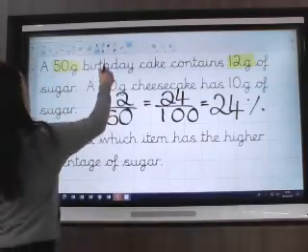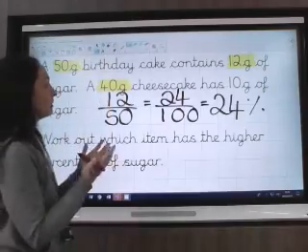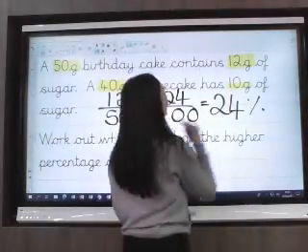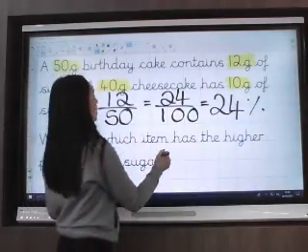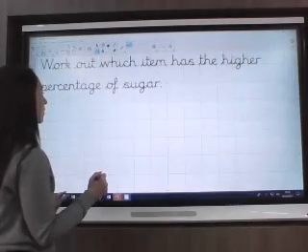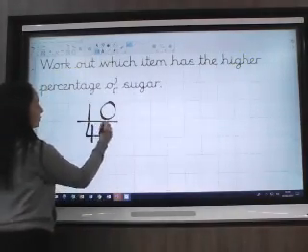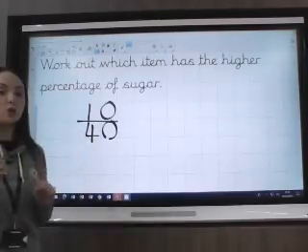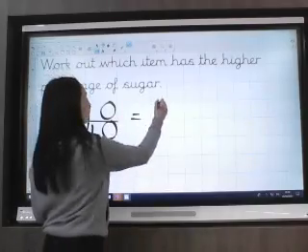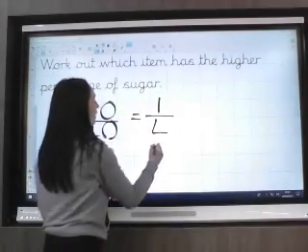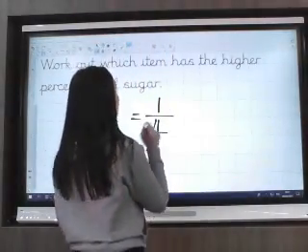Let's do the other one then. So the cheesecake is 40 grams overall, and 10 grams of it is sugar. Hang on, let's just move so we've got more space. So it was 10 grams sugar overall, it was 40 grams. 40 doesn't go into 100, so we're going to have to simplify it. So I'm going to divide them both by 10. 4 does go into 100, so I know I've simplified it far enough.